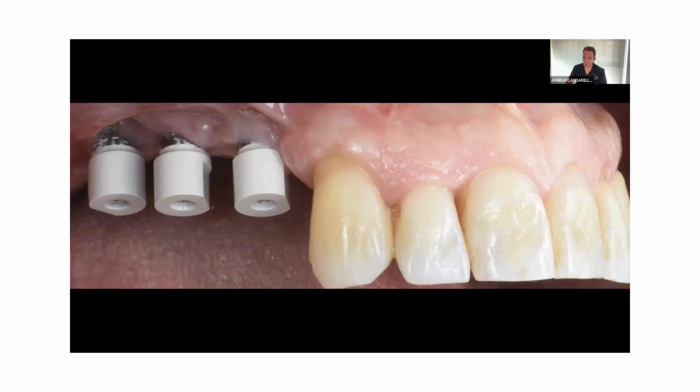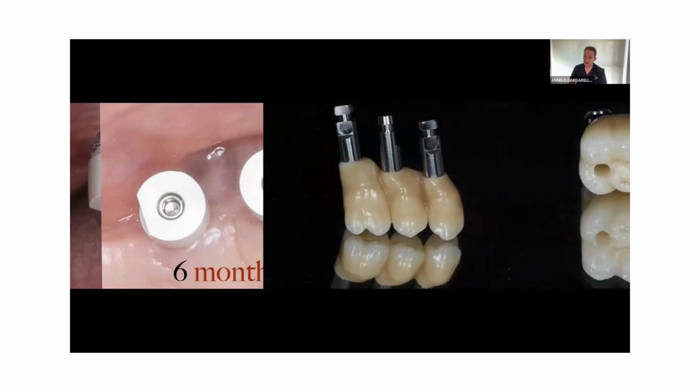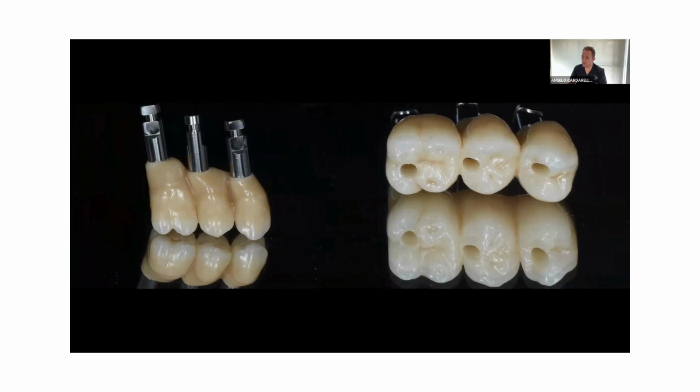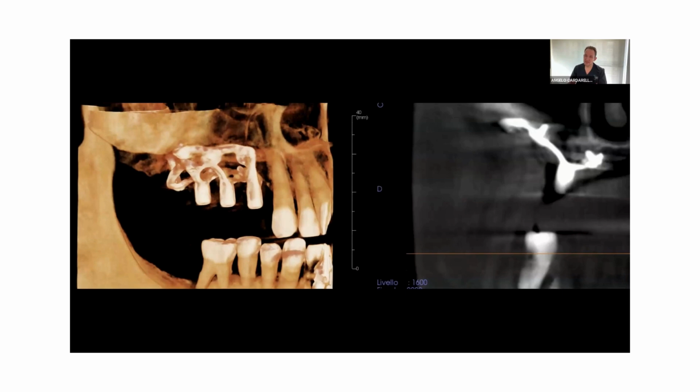6 months to take the impression with the scan body, buccal view and occlusal view, to understand the healing and the closure. This is 6 months later. Then we can use the temporary before, then we can finish with this screwed bridge with ceramic. This is the CBCT after 6 months.